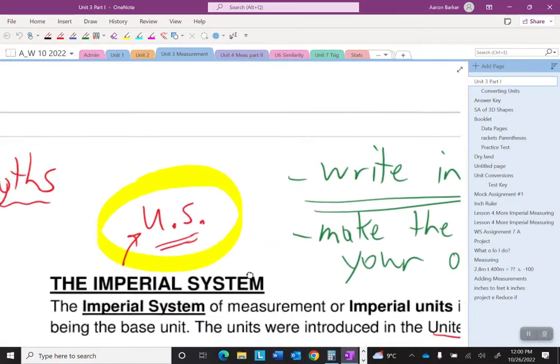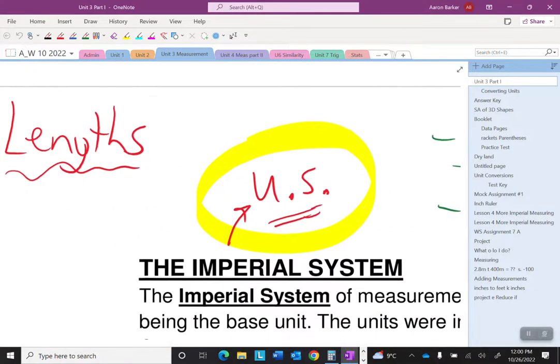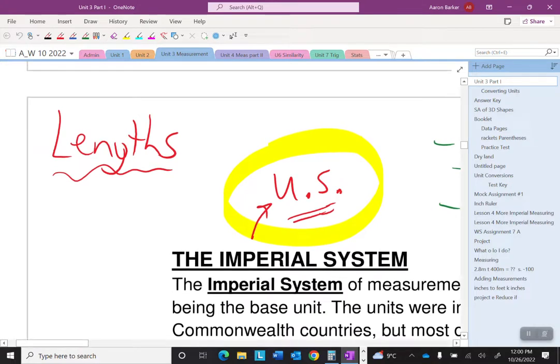So the Imperial system. That's what they use in America and the U.S. Our focus is going to be on length today. So we're focusing on length, not volume. Okay, not area, and not mass or weight, but length.